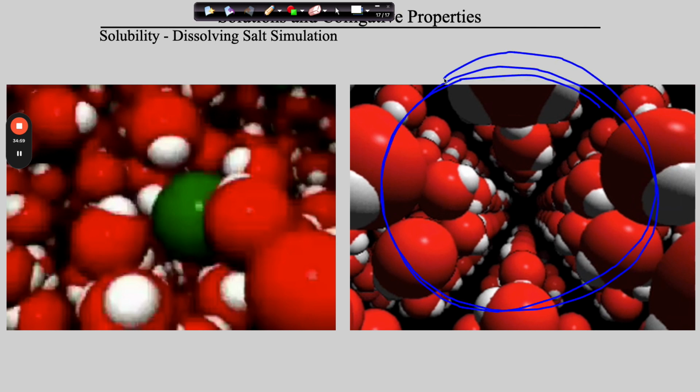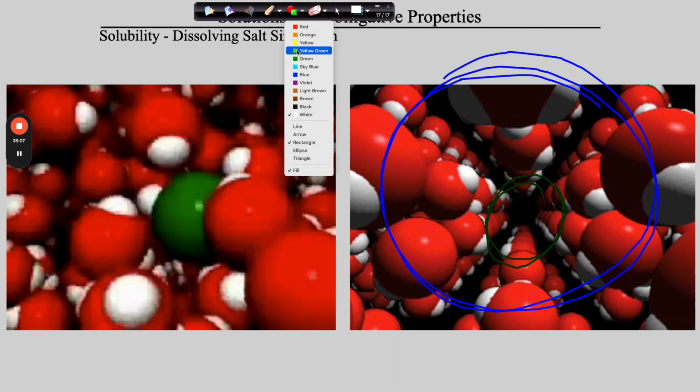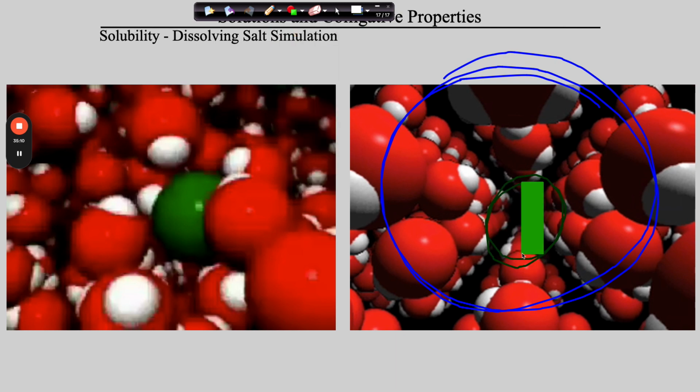If you take a crystal of ice and if you shove, oh, that doesn't show up very well, just a second. If you shove, whoa, that's a box. That's even worse. So guys, if you come into the middle of this thing, what a mess. Get rid of that. Guys, if you come into the middle of this thing and if you shove a chloride ion into the middle of this salt crystal, what's going to happen?